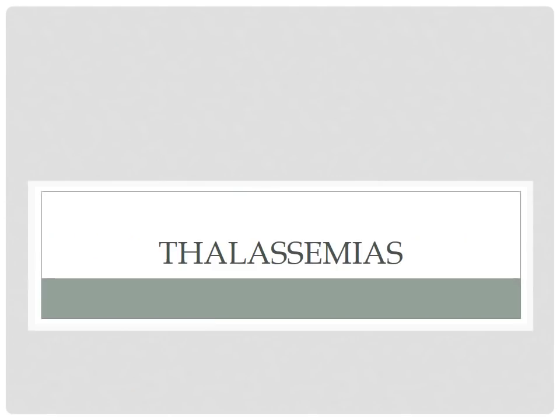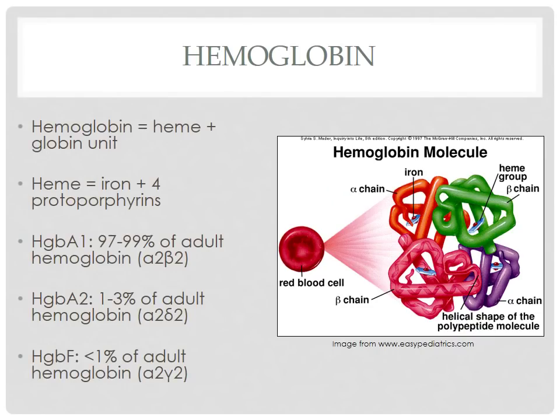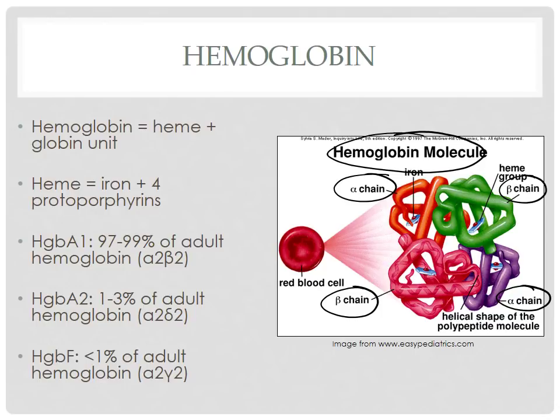Next, we'll discuss thalassemias. When discussing thalassemias, it's important to first discuss hemoglobin. Hemoglobin is made up of a heme and globin unit, and the heme portion contains an iron with 4 protoporphyrins. When you look at the molecule of hemoglobin, as in the picture here, you'll see that it has 4 chains, and in this case, there are 2 alpha chains and 2 beta chains. Every hemoglobin molecule will have 4 chains, and the different chains will decide the type of hemoglobin that it is.